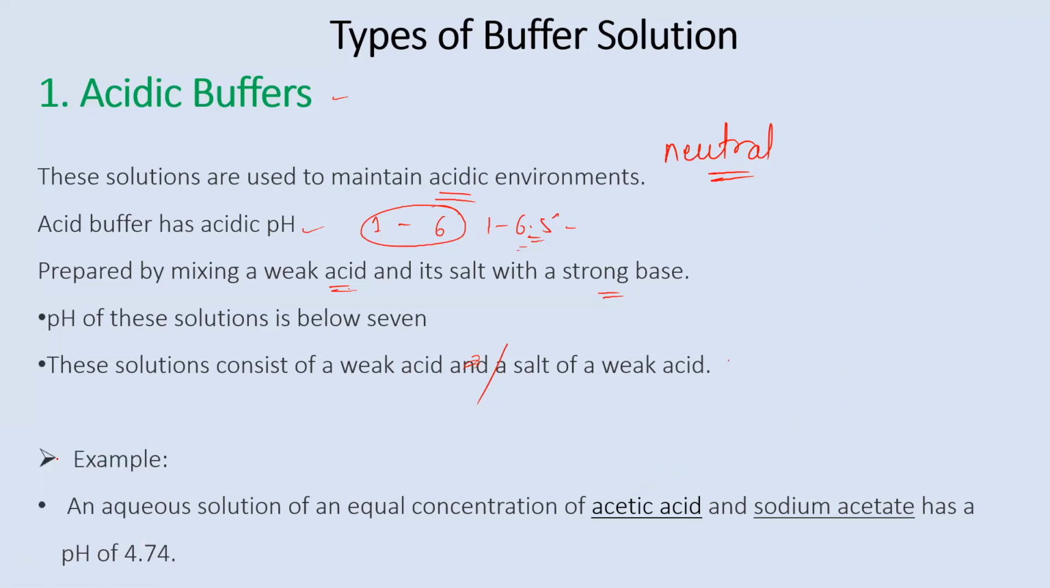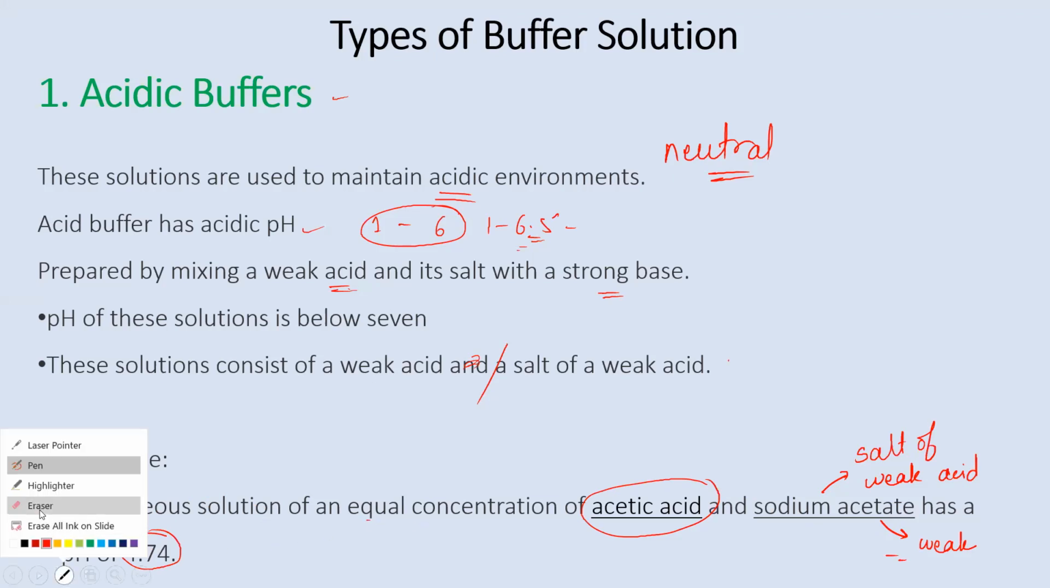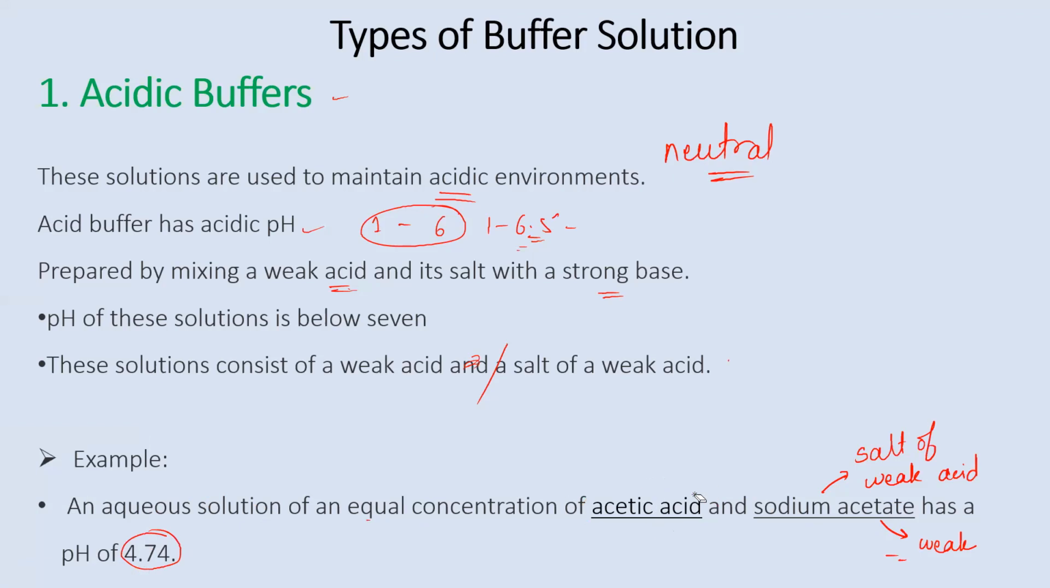Now you're using a weak acid and you're using sodium acetate, which is a salt of a weak acid. Acetate is weak. So when you mix acetic acid, a weak acid, plus a salt of the weak acid, you get a buffer and the pH is 4.74. Now they are in equal concentration, so acetic acid is in the same concentration as sodium acetate.